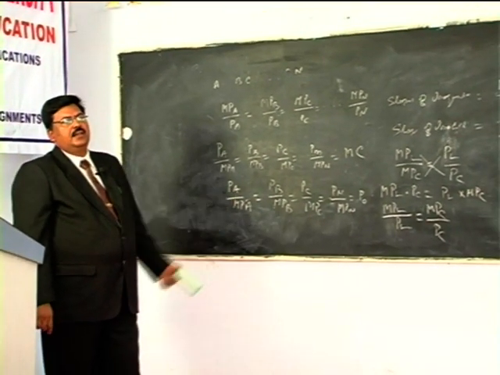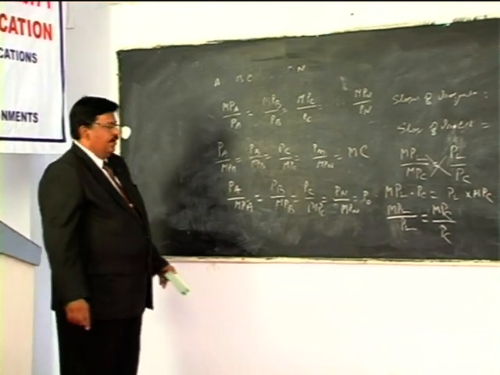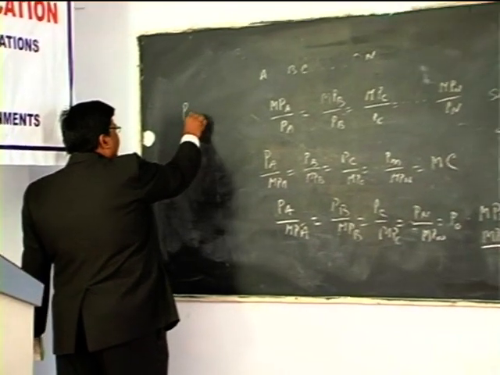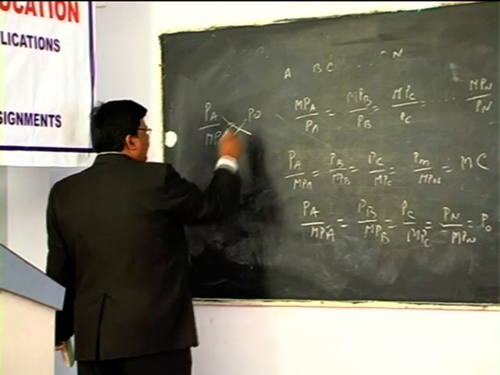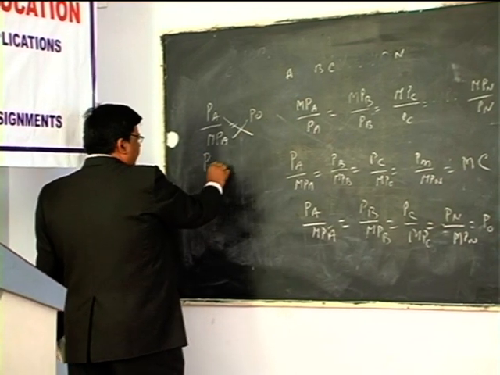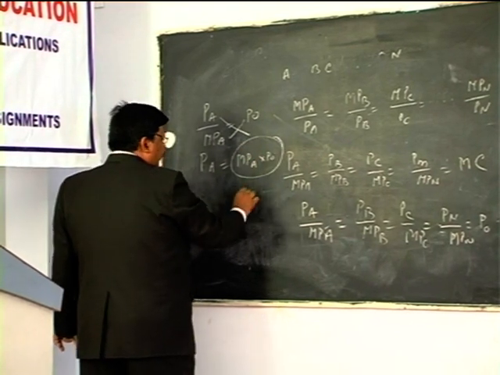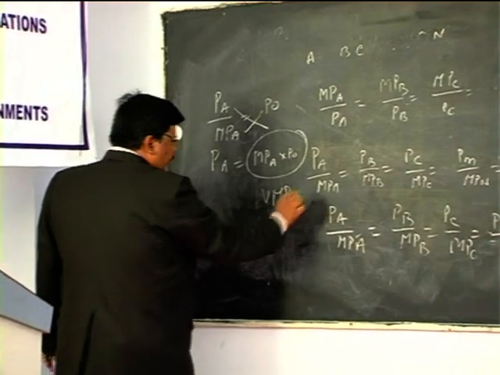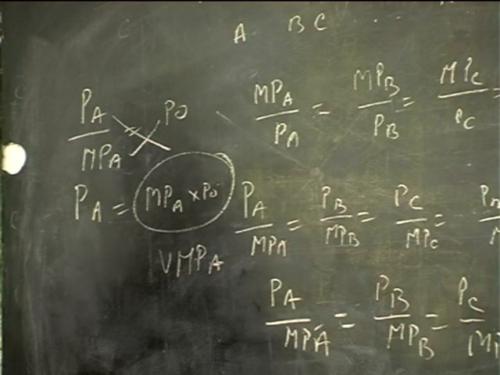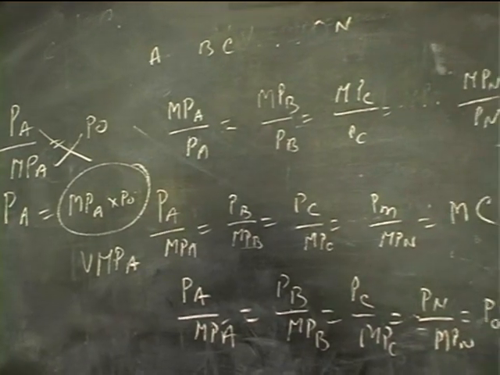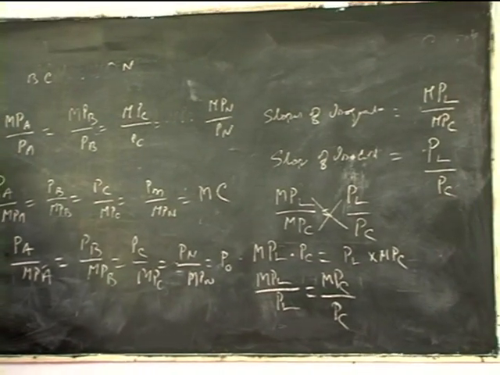Based on our equilibrium with one variable input usage, you can say that this is equal to PO. That means price of A by MPA is equal to PO. And if you cross multiply this, price of A is equal to MPA into PO. This is nothing but VMP. Value of marginal product from A is equal to price of input A. That is the same conclusion we have derived from optimum quantity with one variable input usage, or equilibrium with one variable input usage.